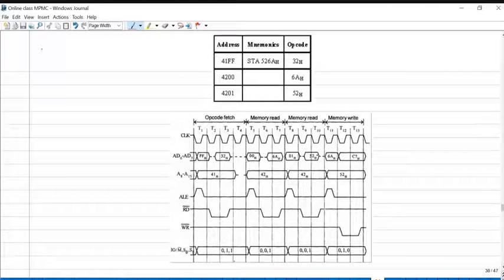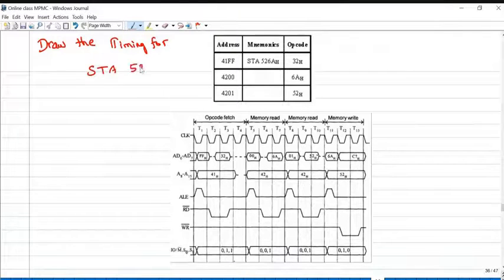Followed by this, how to draw the timing diagram for the STA instruction. Draw the timing diagram for STA 5200. One example is directly given. Okay, STA 5200.